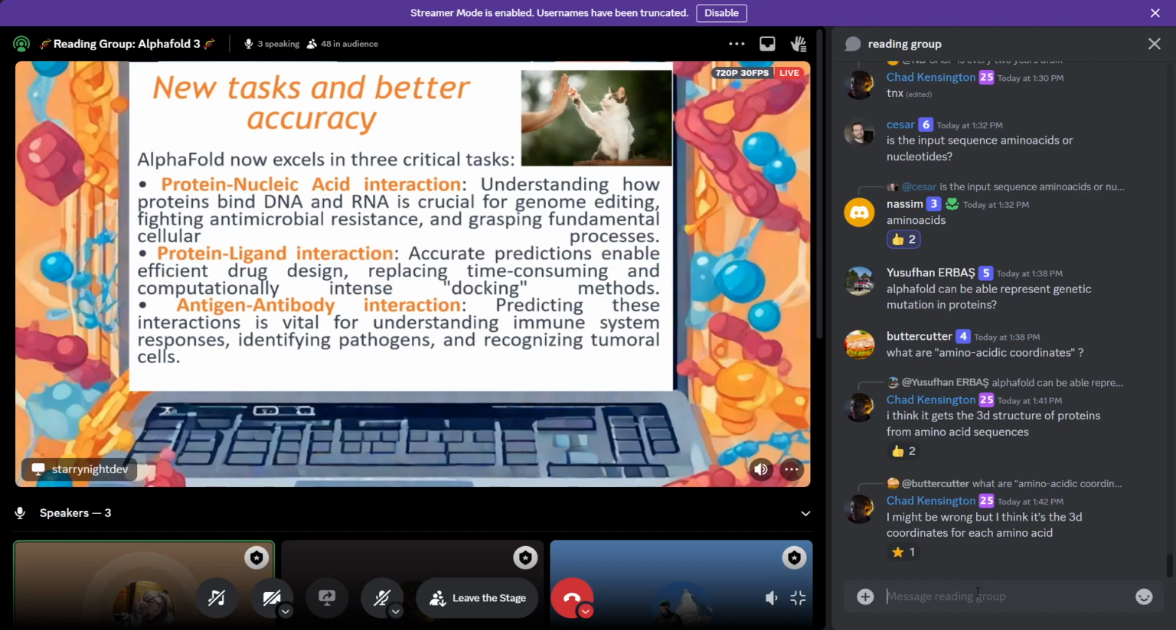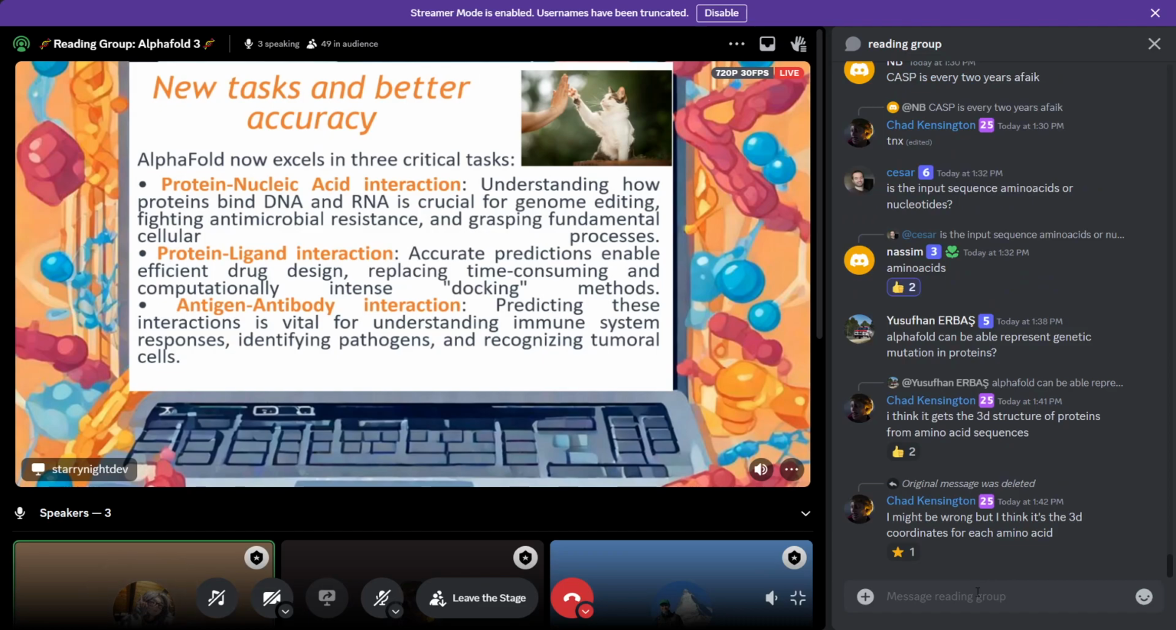And so as you can see here, there are lots of tasks you can address when predicting protein nucleic acid interactions. You can, for example, use it for genome editing. I don't know if you ever heard of CRISPR-Cas9. It is the cutting edge genome editing method, and it uses a protein to cut DNA and to insert new DNA, for example, to cure diseases.